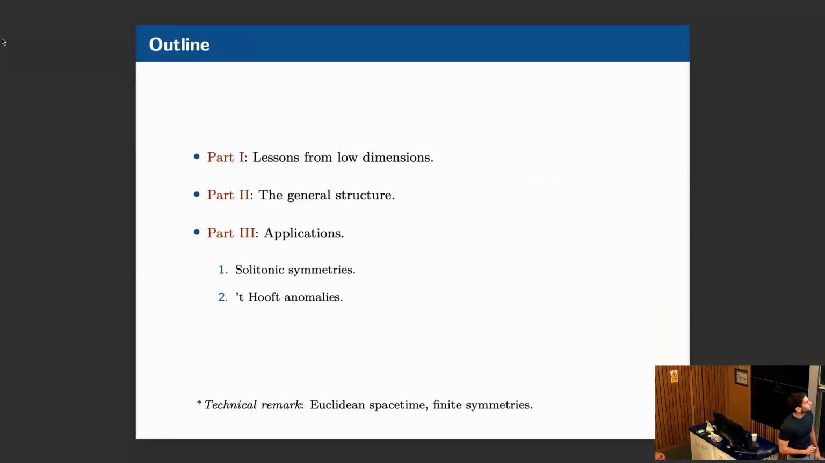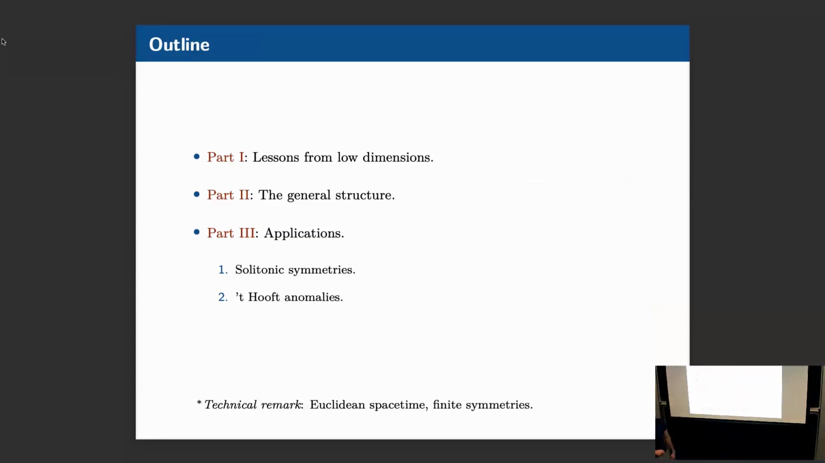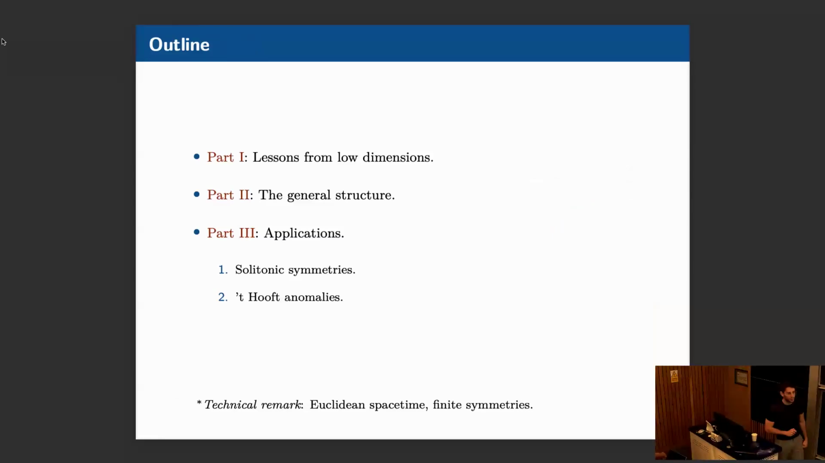I'm going to first try to review the notions we have in unitarity in low dimensions, when we know very well how things should behave. Then I'm going to try to sketch what should be the actual generic structure in higher dimensions. And then finally, I'm going to try to talk about what are the actual applications that we have once we take into account unitarity. And I'm going to mostly focus on solitonic symmetries and make some remarks also on toothed anomalies.